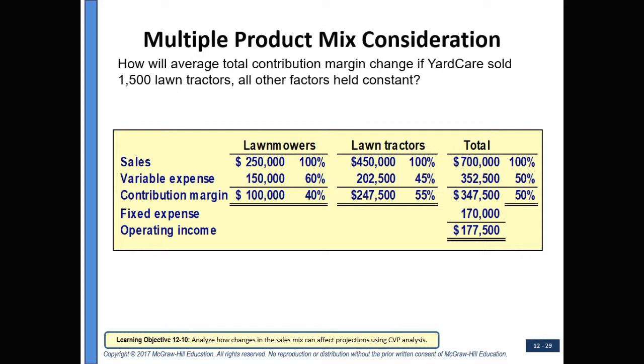We changed the center columns where the lawn tractors are, and then we carried through with our totals. The average total contribution margin ratio provided from all the products is 50%. That is $347,500 in contribution margin divided by total sales of $700,000. This ratio increased from 48% to 50% as the result of selling more products with a higher contribution margin ratio.